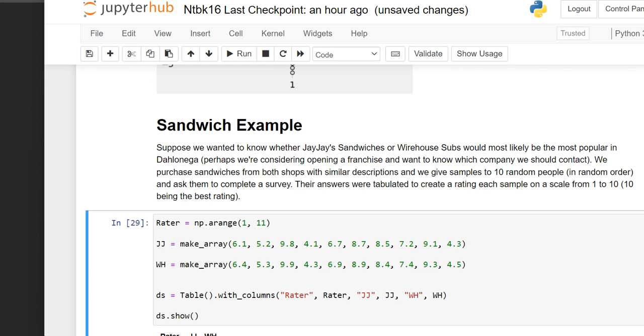By the way, I think these are made up names. I don't think they're actually JJ Sandwiches or a Wirehouse, although I didn't Google it. You can check to see if there actually are any. I have never eaten or seen one of these restaurants, so I'm assuming they're made up.